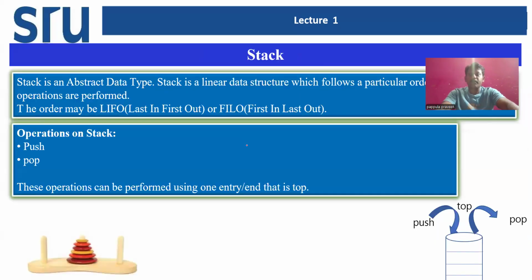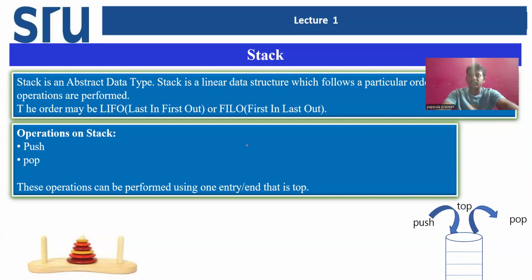Now coming to our point, stack is a linear data structure. Stack is an abstract data type. Stack is a linear data structure which follows a particular order in which operations are performed. Now, the order may be LIFO manner. What is LIFO manner?